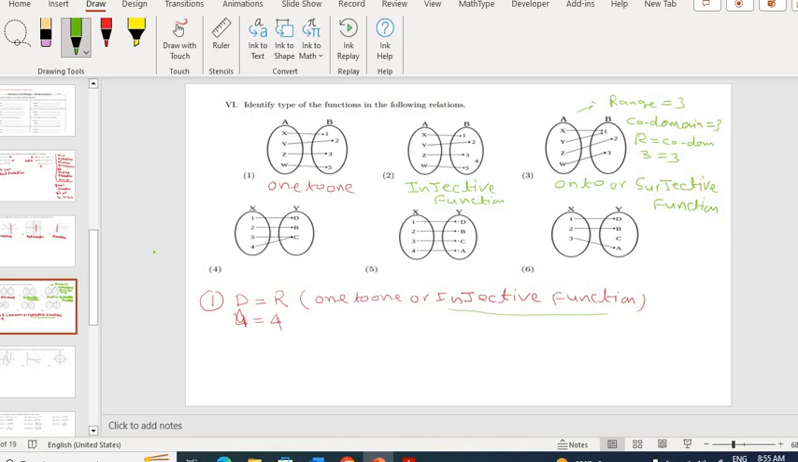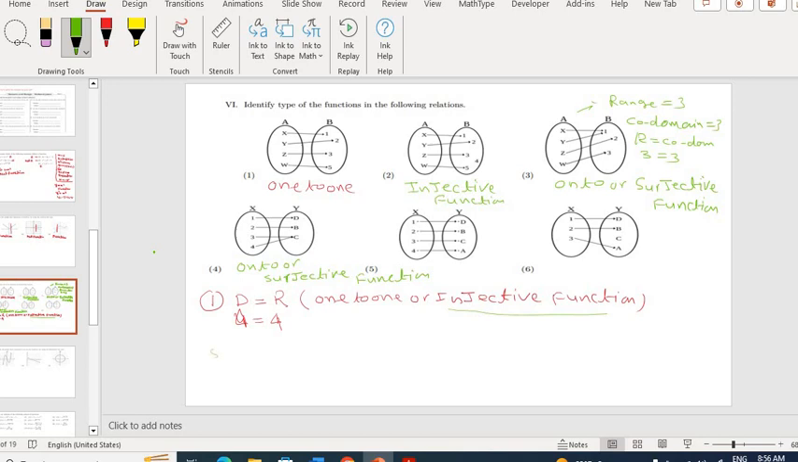Question number 4. Domain 1, 2, 3, 4. Range is 1, 2, 3. So it is not one to one, I mean not injective. But I'm going to check. Range is 3, codomain is 3. So it is surjective or onto. Onto or surjective function. Question number 4 is an onto or surjective function. Why? Because range is 3, codomain is also 3. So that is question number 4.